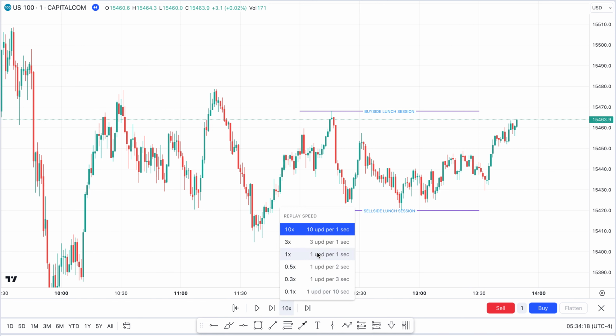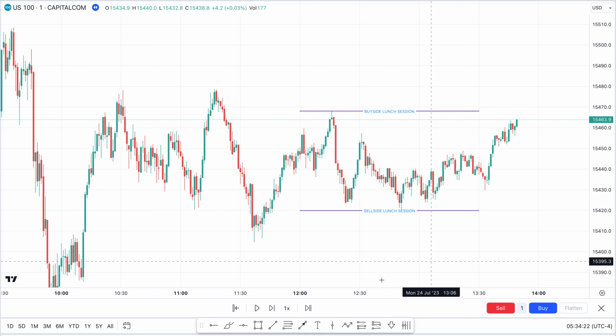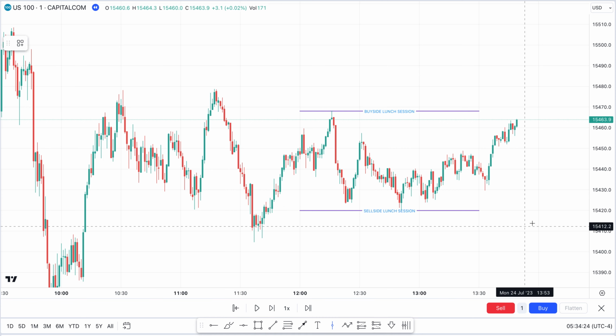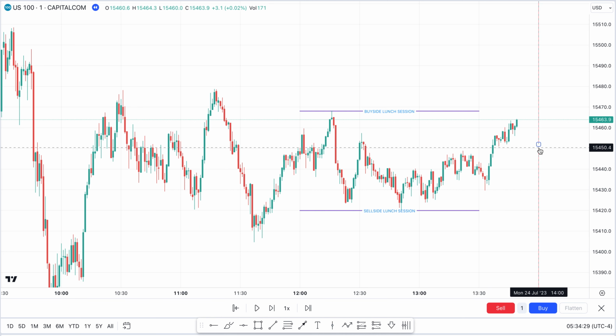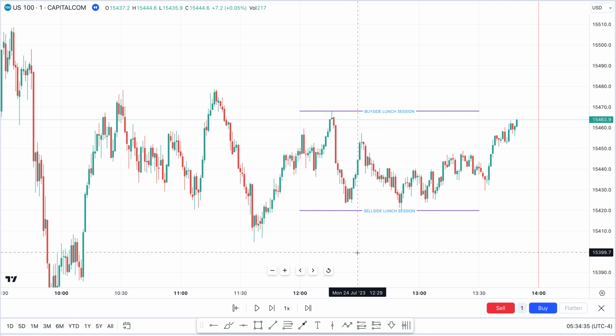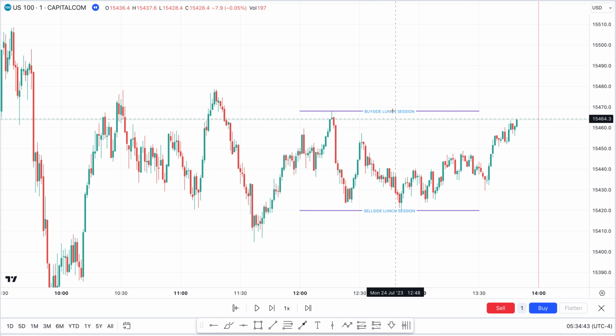So I'm going to put it back to 1 times speed. So we currently, I'll mark up the time as well. That's the time for the ICT Silver Bullet setup, and I'll show you how I incorporate it in and use it for targeting. Use these lunch session lows and highs for targeting, and any other things inside the range.